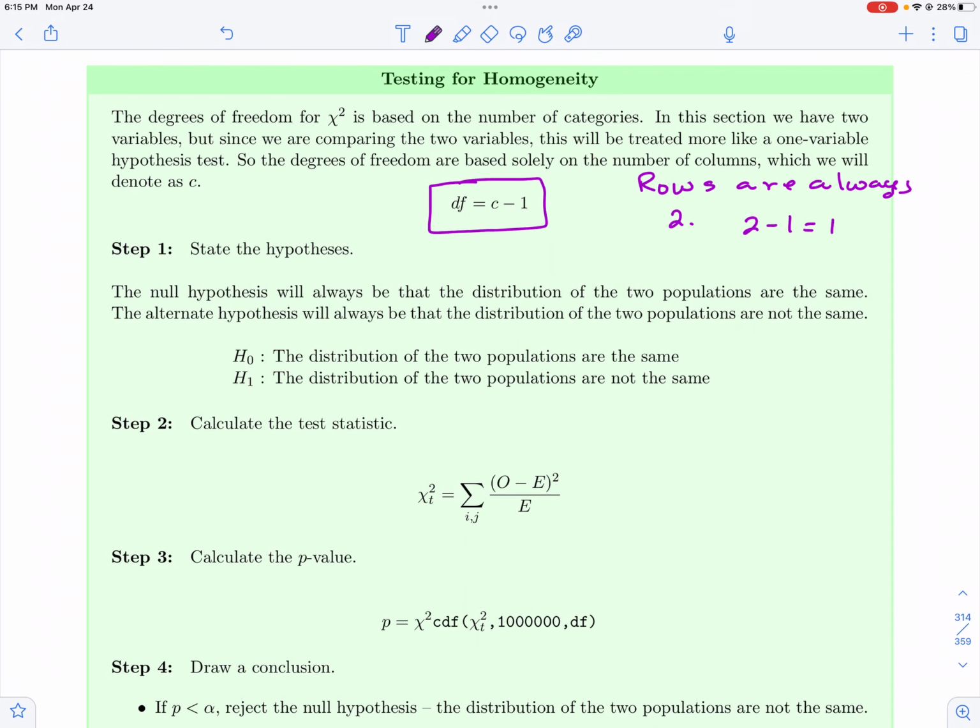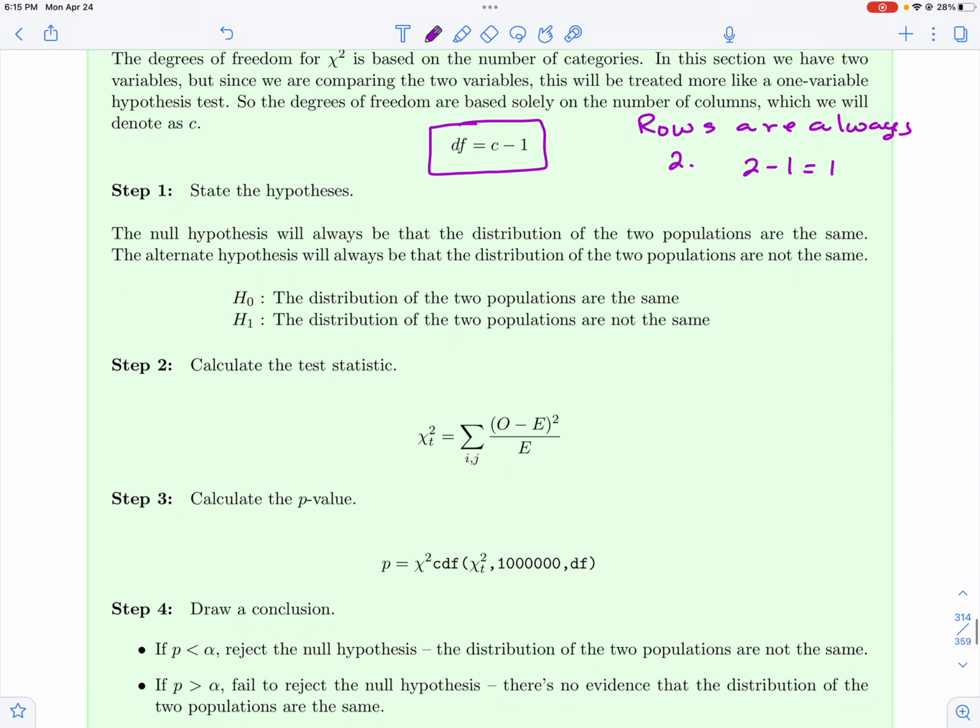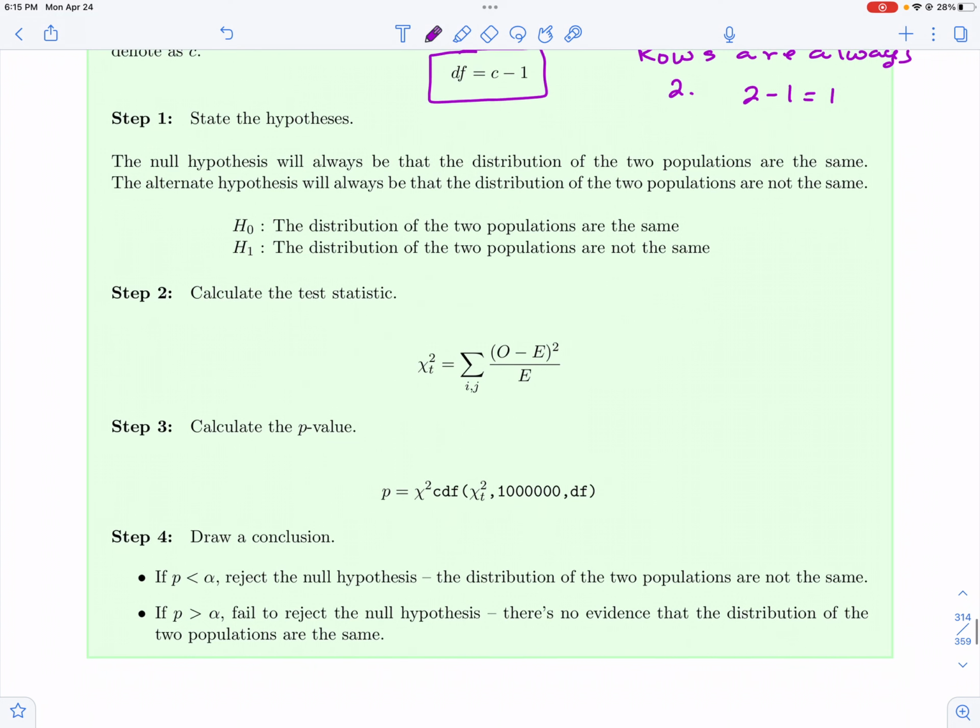All right, so our hypotheses, again, are always going to be the same as long as we're doing homogeneity. The distribution of the two populations are the same is going to be our null hypothesis, or the distribution of the two populations are not the same, which is going to be our alternate hypothesis, and that's also what our claim is going to be.